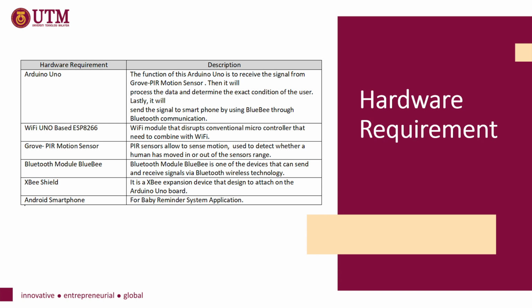Bluetooth module Bluebee. The Bluetooth module is one of the devices that can send and receive signals via Bluetooth wireless technology. XBee Shield. It is an XBee expansion device that is designed to attach to the Arduino Uno board. And the last one, Android smartphone for the baby reminder system application.